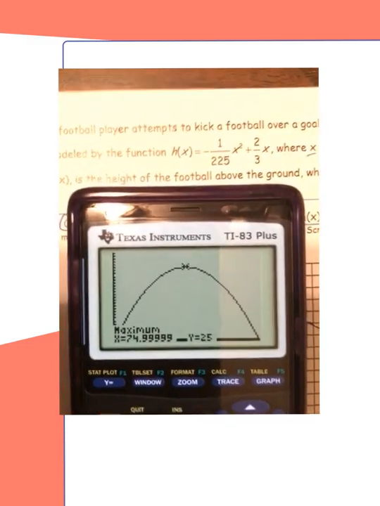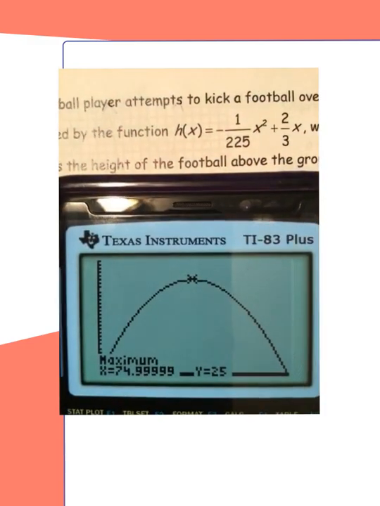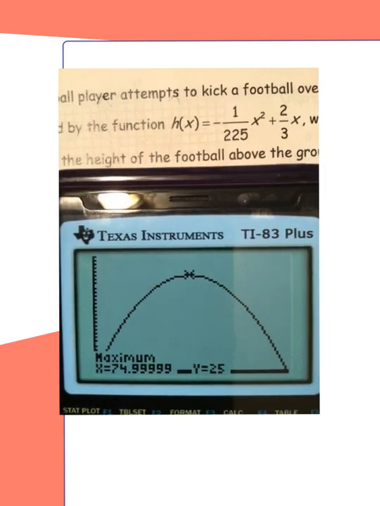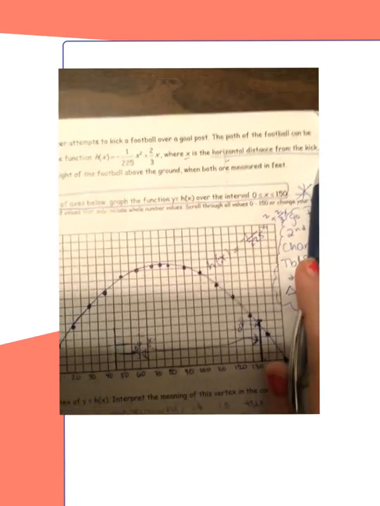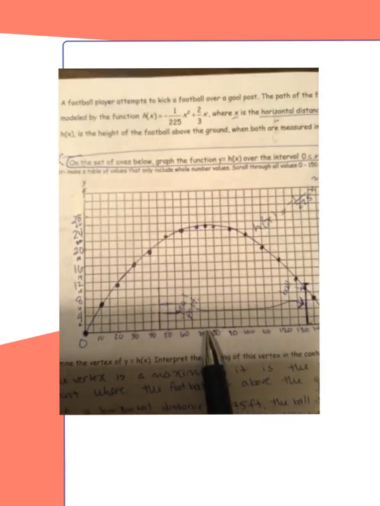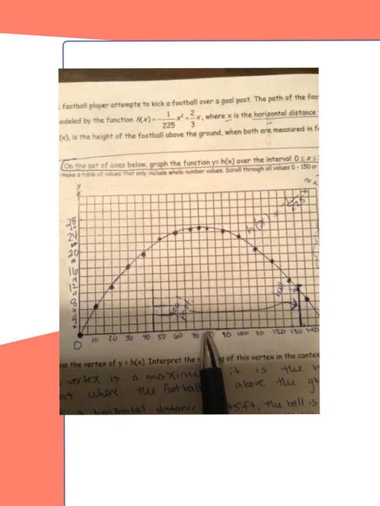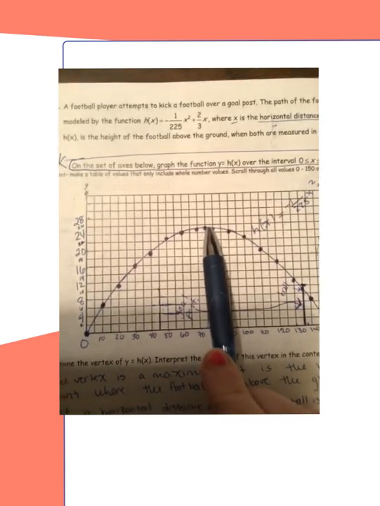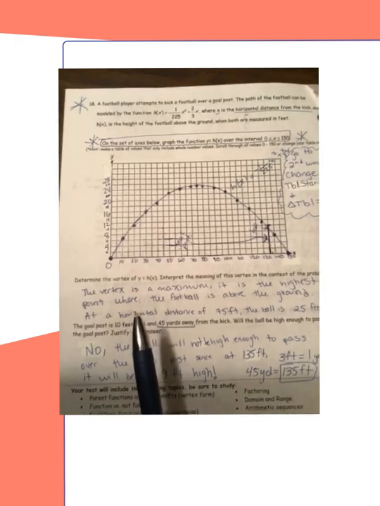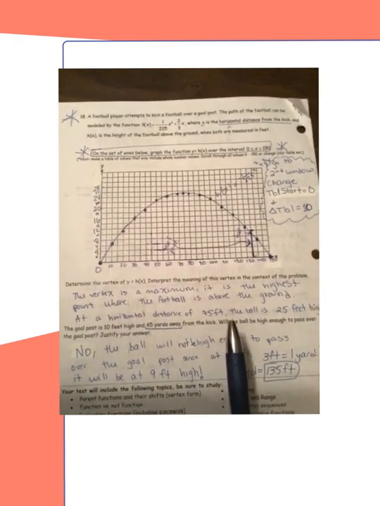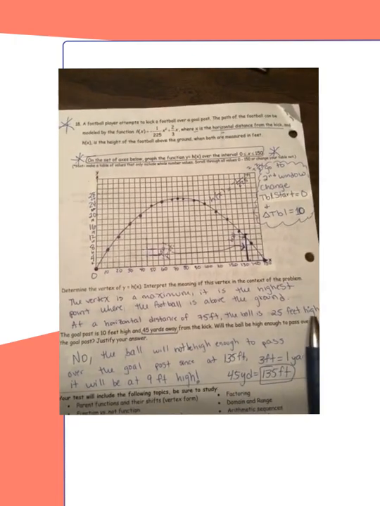Alright, so what I was saying before is that 75 is our x value, and our y value is 25. Now that is for our vertex. So to answer this question, it says, state the meaning. Well, we know that the x value mentioned up here is the horizontal distance from the kick. So I know at 75 feet from the horizontal distance of the kick, it ends up reaching a maximum height of 25. So that's what I ended up writing over here. The vertex is a maximum. It is the highest point where the football is above the ground at a horizontal distance of 75 feet. The ball is at a height of 25 feet.